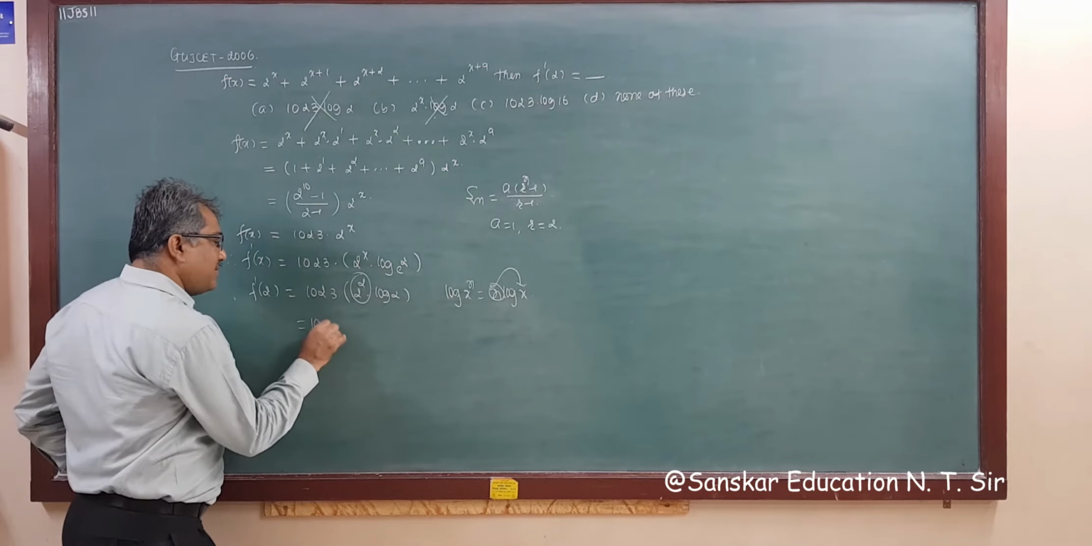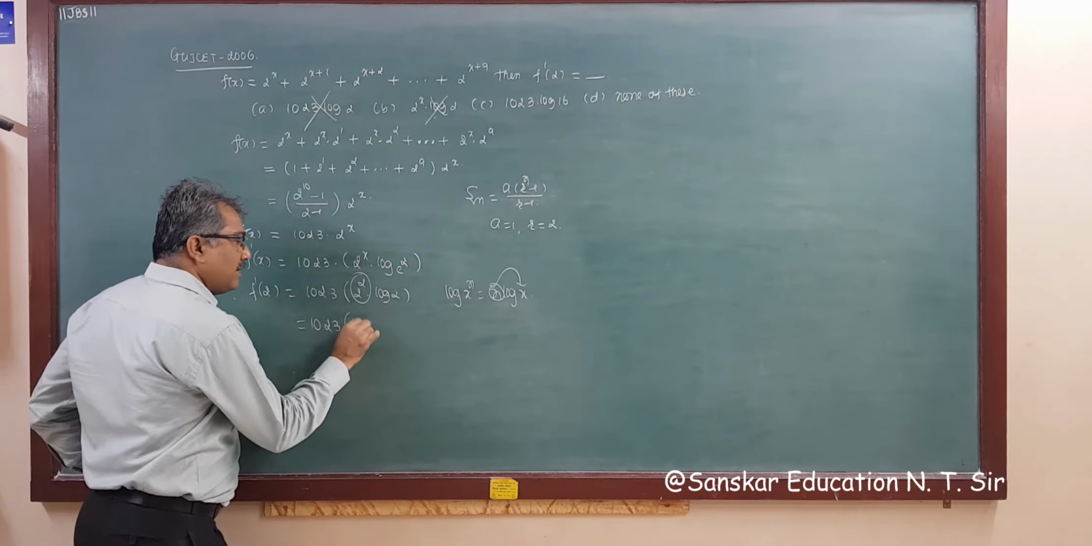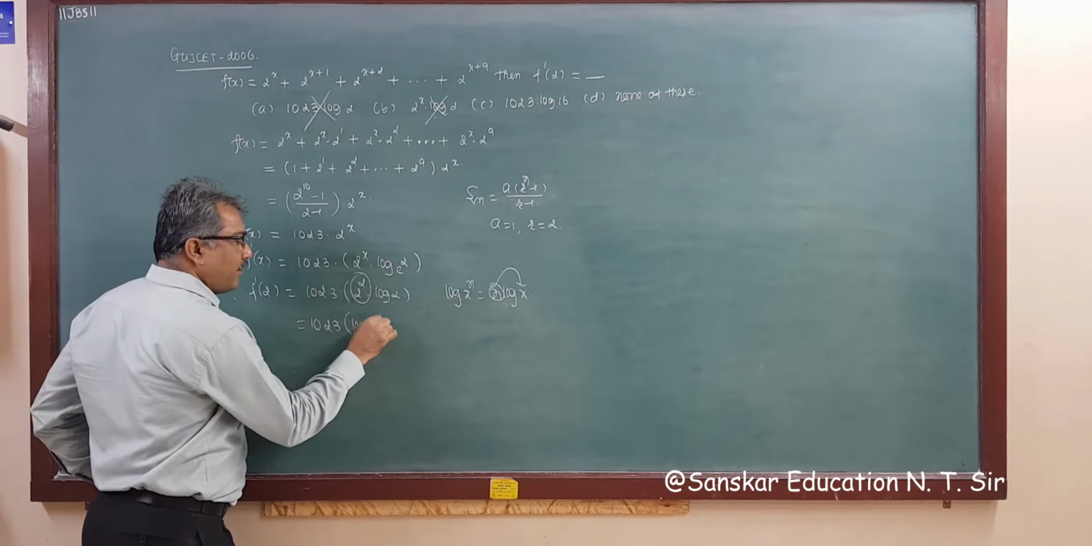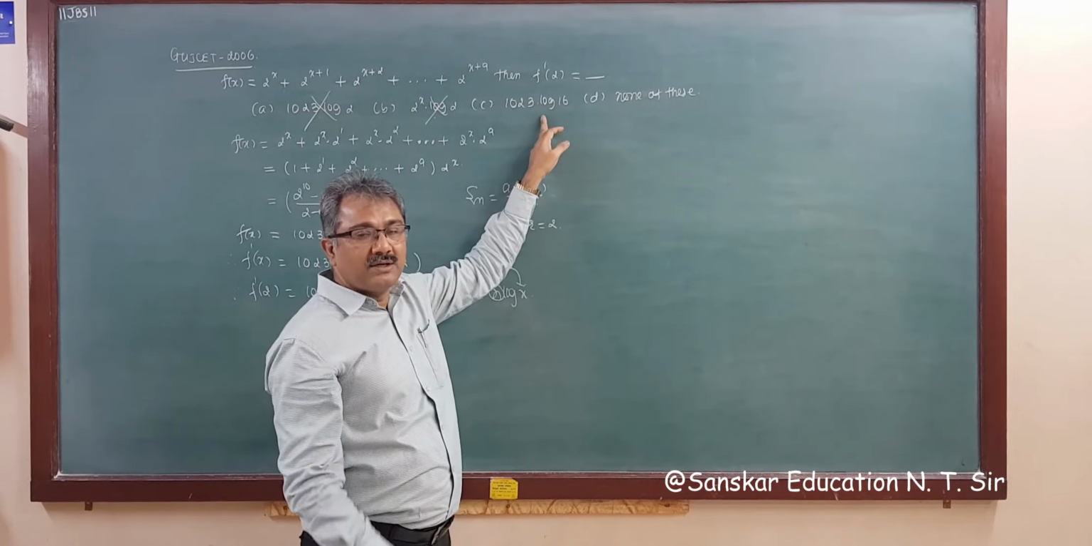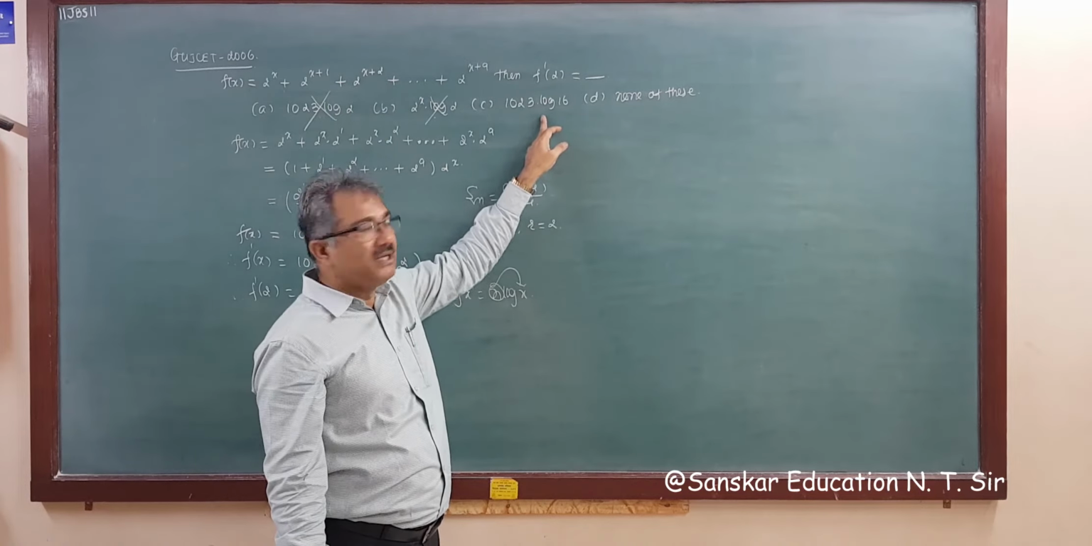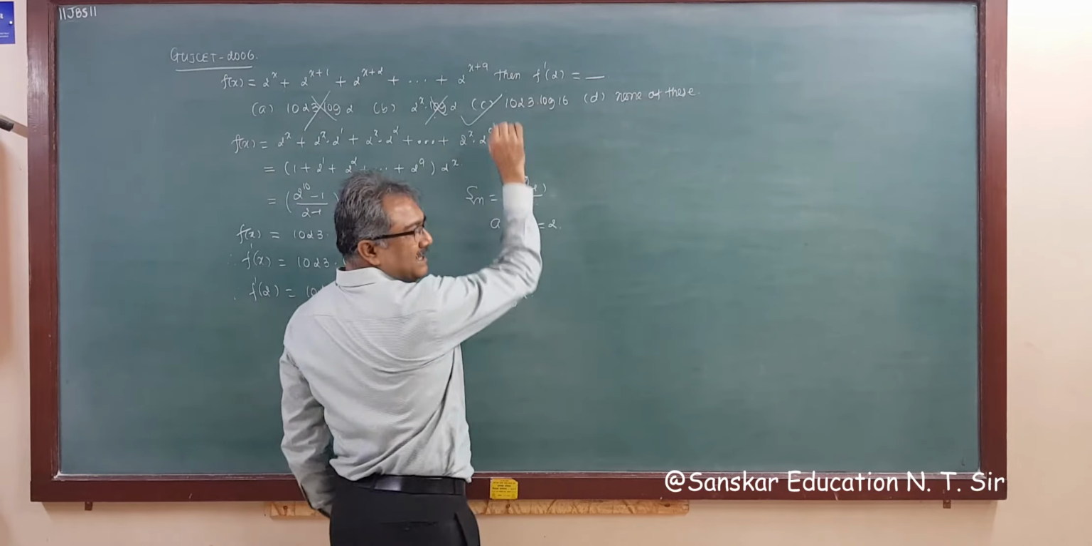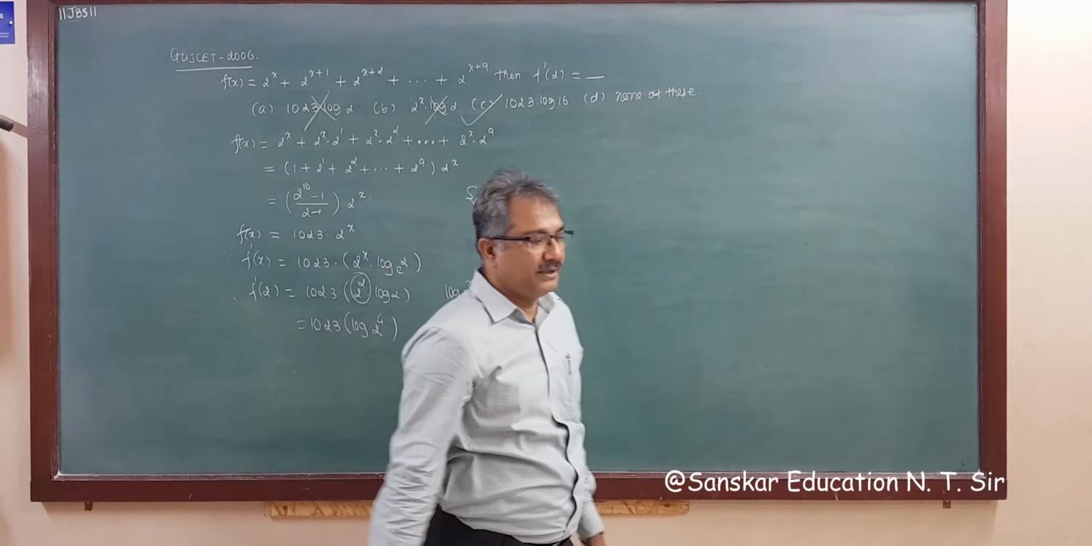So this is 1023 into log 2. 2 raised to 2 is 4. So 2 raised to 4, and 2 raised to 4 is 16. So no need to write simplification now, and don't waste your time. So the proper answer is option C, right?